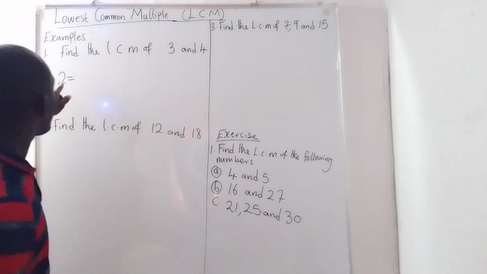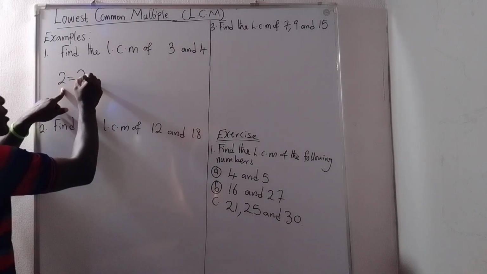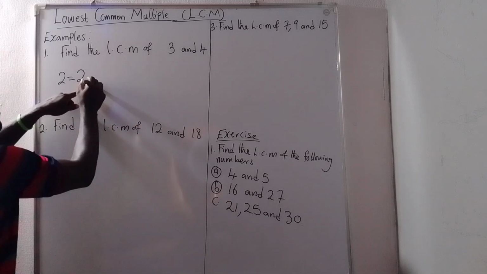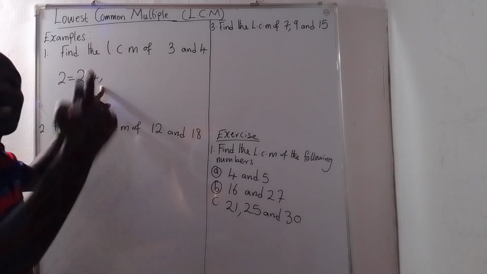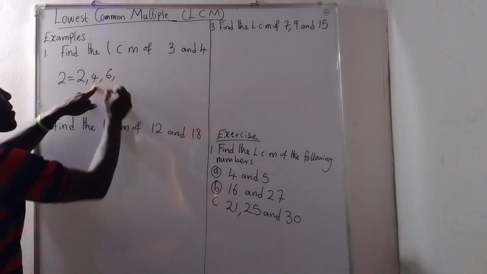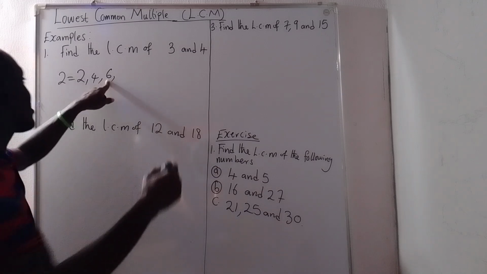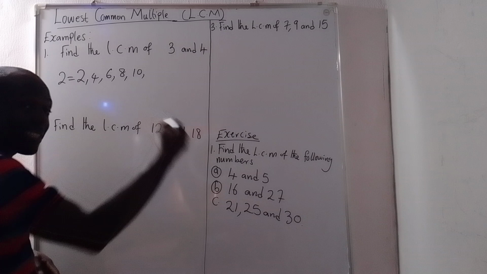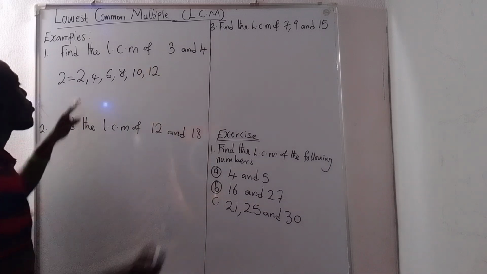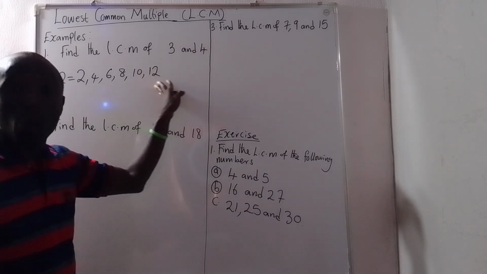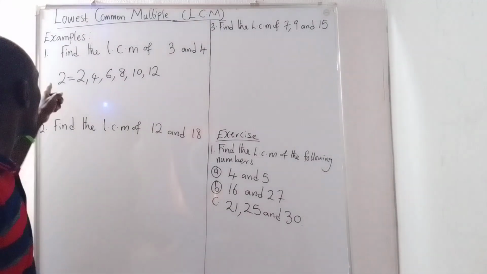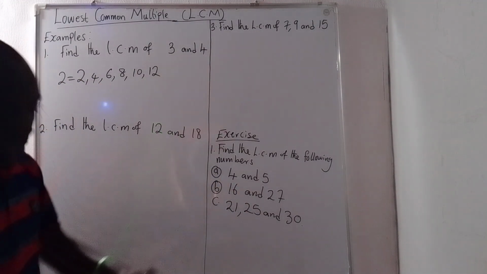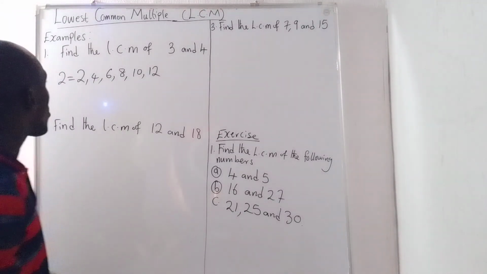multiplication table. Let's say the multiples of 2. The first multiple is 2. After 2, you add 2 to this 2, it is 4. After 4, you add 2 to this 4, it is 6. After 6, you add 2 to this 6, it is 8. After 8 is 10. After 10 is 12. So this is what we mean by multiples: repeating the number consecutively by adding this number to the previous number.